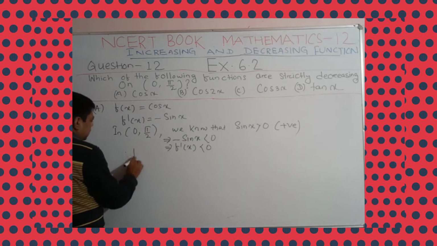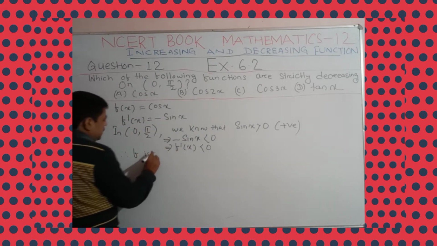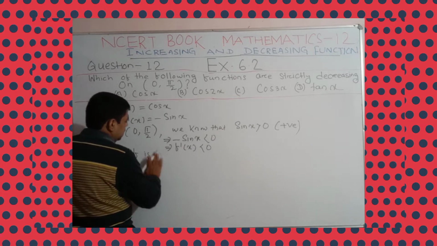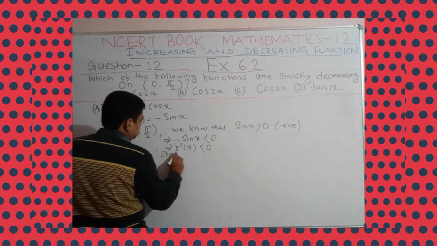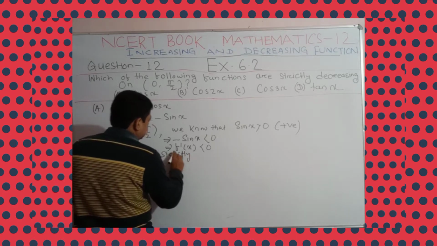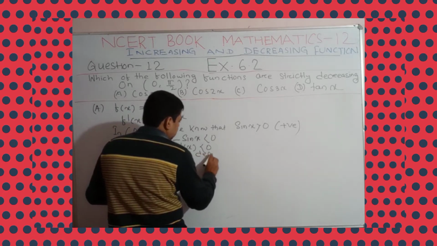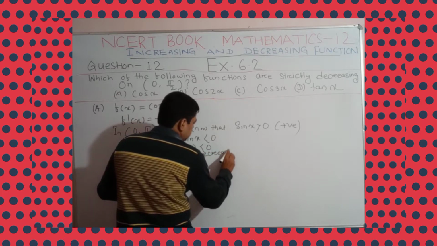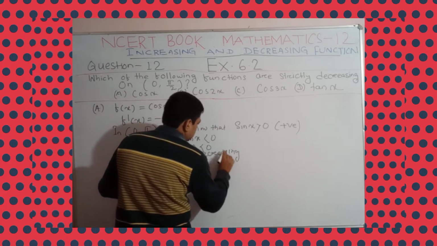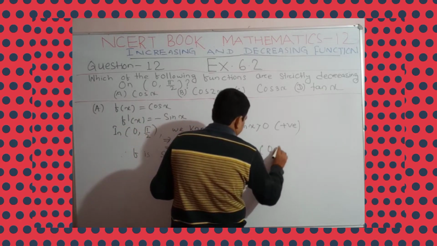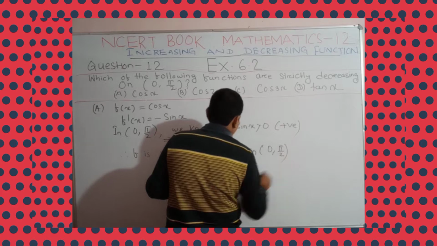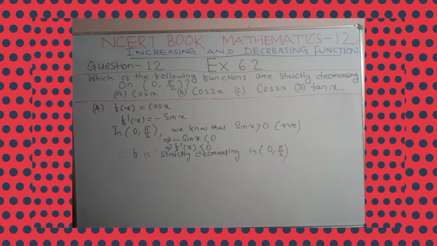Hence, f is strictly decreasing in the open interval 0 to pi by 2. Understand or not? Is it clear?